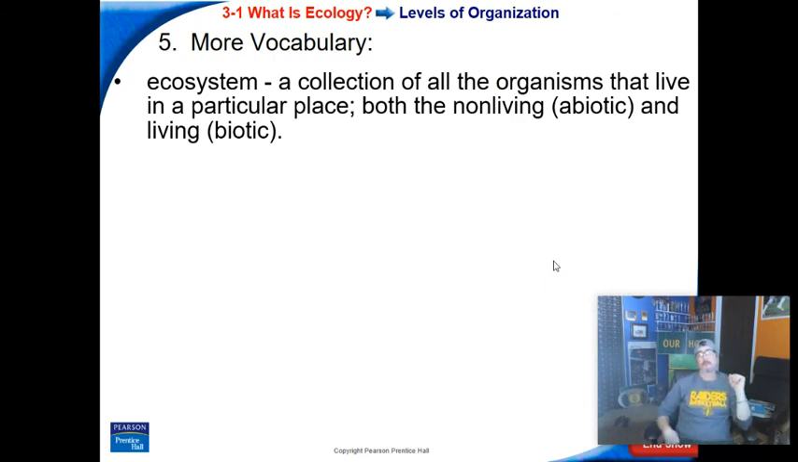More vocab. Ecosystem. So all the organisms, those are the biotic, the living portion. And the non-living, that's going to be air, water, dirt, rocks. Those are all things that influence communities of organisms, but they themselves are not living. And we call that term abiotic. And the living are the biotic.